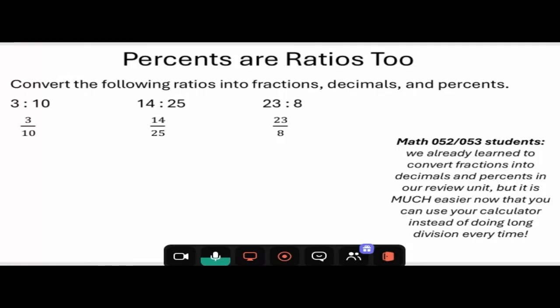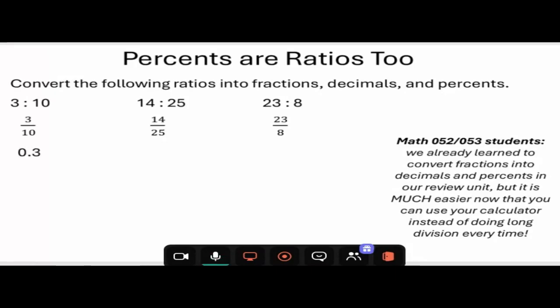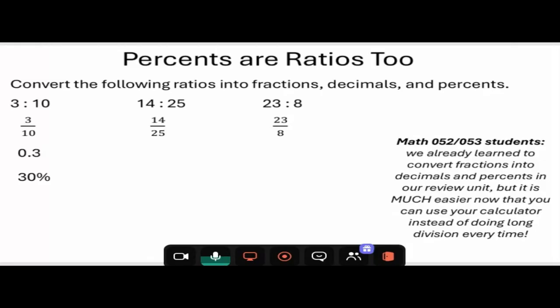You can just pick up your calculator and divide. 3 divided by 10 is 0.3, and we want to turn that into a percent. Just remind ourselves that 0.3 is the same as 0.30, right? So when you move that decimal 2 to the right, 0.30 is 30%, same as 0.3 is 30%.